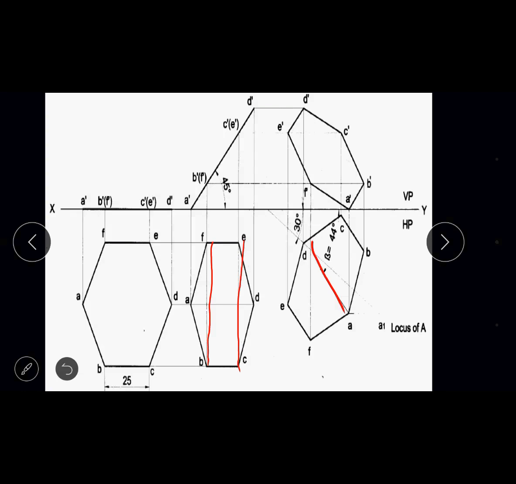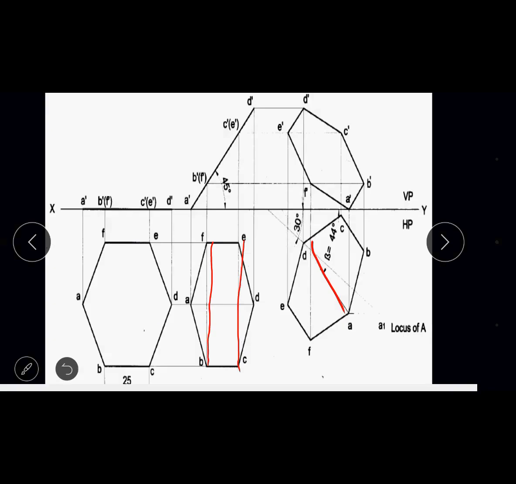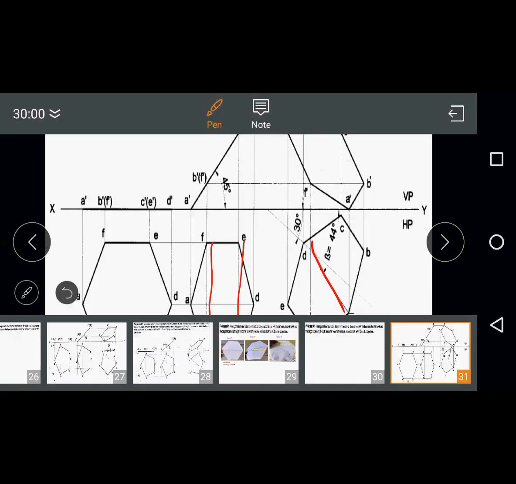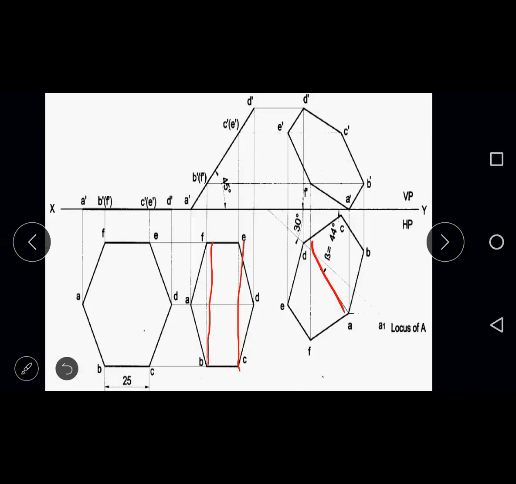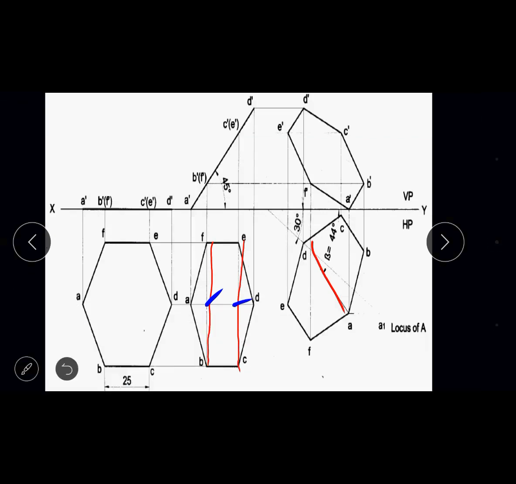So this line FB and line EC intersect the horizontal line AD, that is the median. So they are intersecting the median of the lamina, that is the line AD. That point I'll just highlight with the blue color. So this is a point of intersection. I've just highlighted with the blue color. So the line AD intersects the line FB and EC.